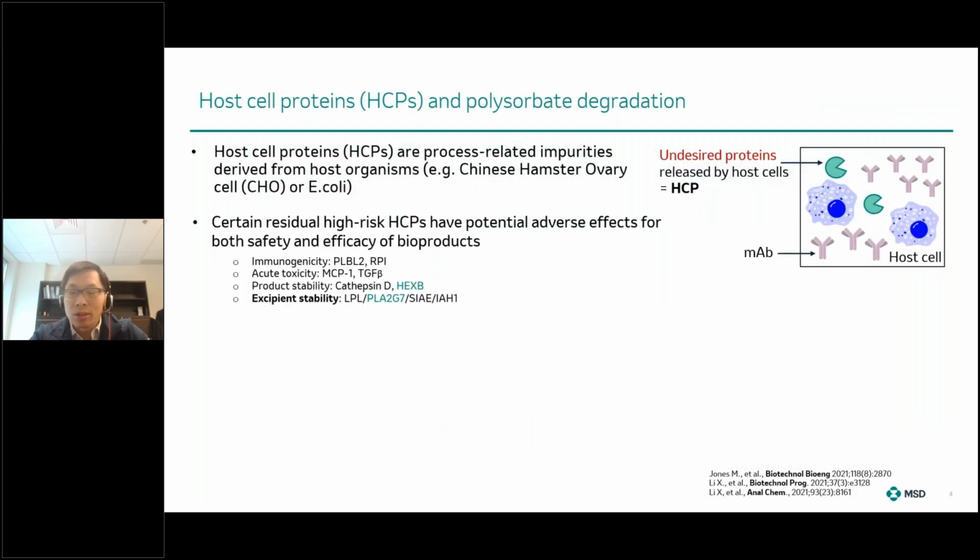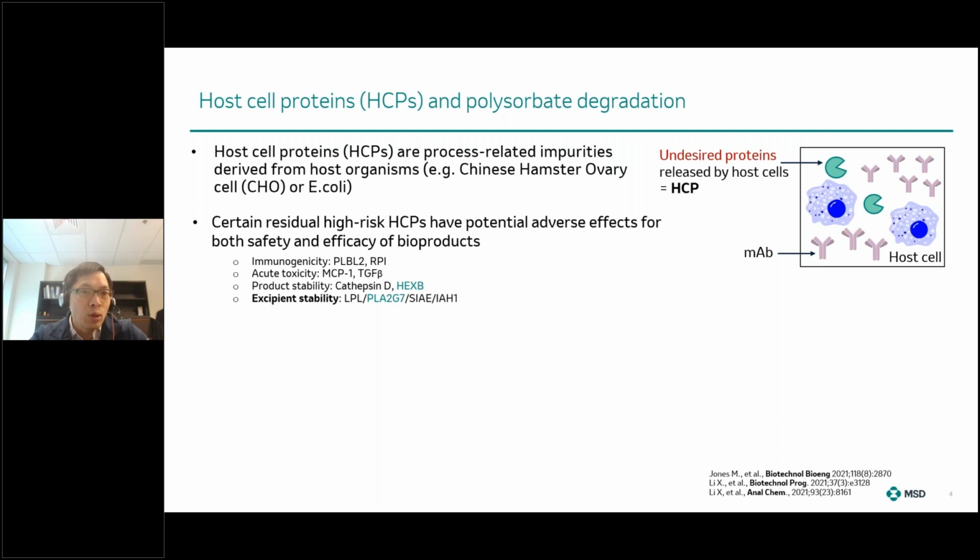So what is really a host cell protein? I guess for this audience, we don't need too much introduction. HCPs are process-related impurities derived from the host organism, including Chinese hamster ovary cells or E. coli. Compared to the therapeutic protein, those host cell proteins are really undesigned proteins released by host cells. So why do we care about it?